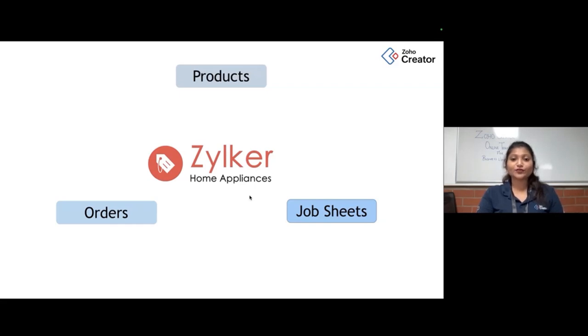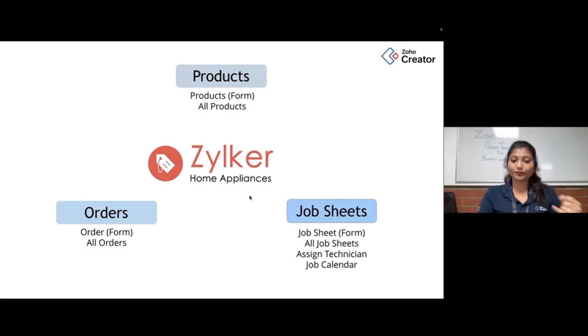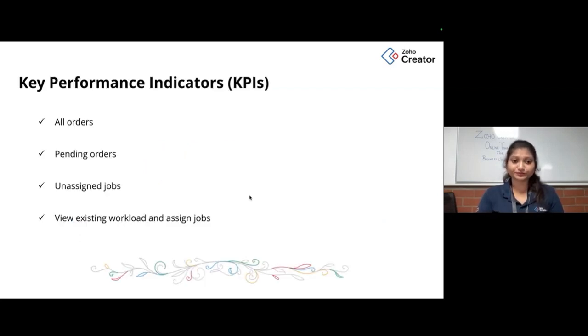So we have the products form. Under the products form, we have the product form and all products. In the orders, we have the order form and all orders. Under the job sheet, we have assign technician as a Kanban and job calendar, and all job sheet is a list view report. So these are the different forms and reports that we have. With the help of these three forms and reports, we are going to fetch the data and display it in our dashboard.